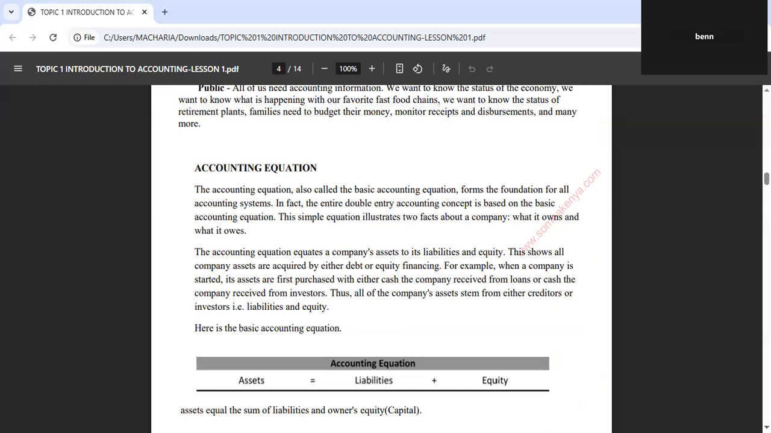We look at the accounting equation. The accounting equation is summarized into two things. In fact, three. On the left-hand side and on the right-hand side. On the left-hand side, we have assets. And on the other side, we have liabilities and equity.